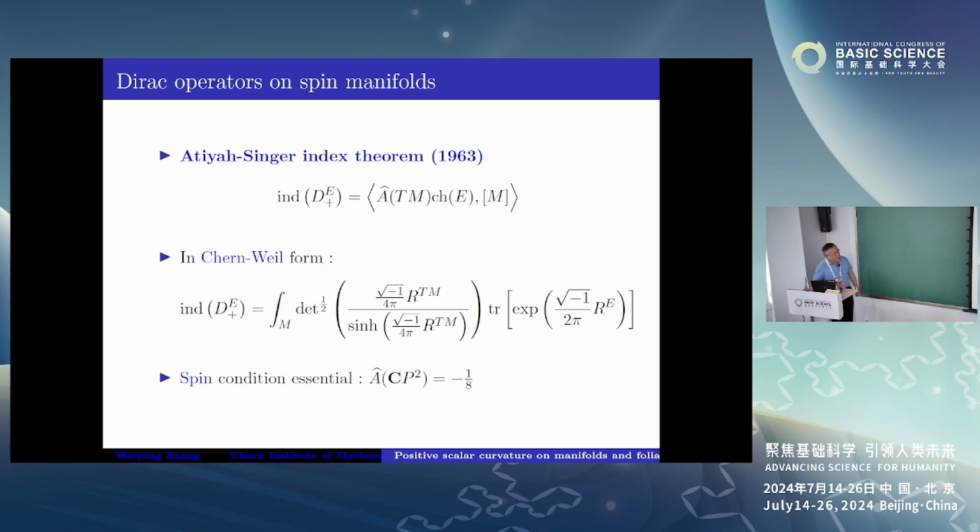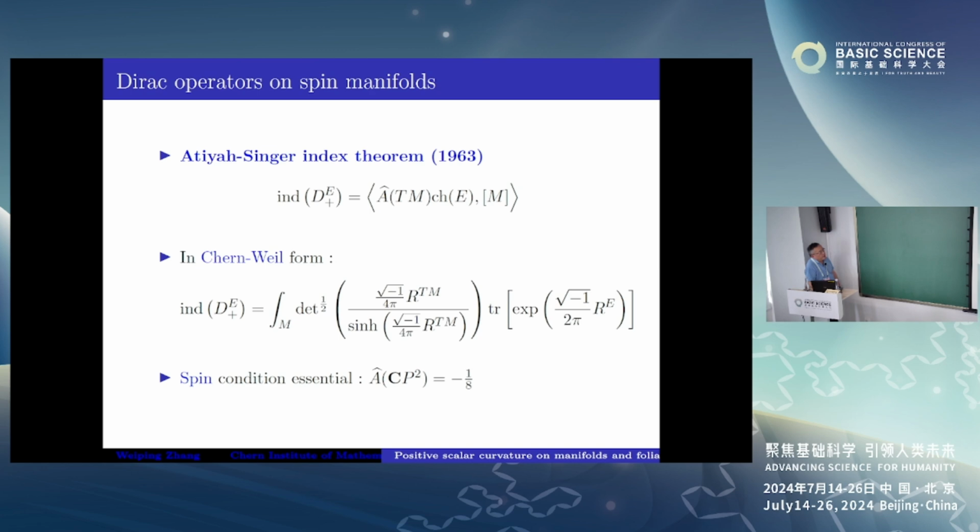Here I will remark that the spin condition is essential. For example, for CP2, the A-hat genus is minus 1/8, which is not an integer, while for this index it should be an integer. So the spin condition turns out to be essential.